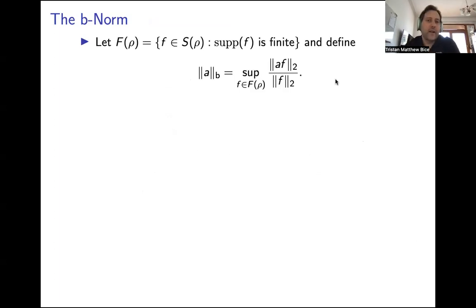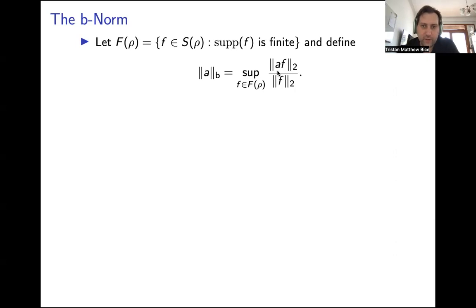Okay, so next we want to define another norm, which will really be the key norm we need to define a C-star algebra. But the way to define it is to use this 2 norm we've just defined. First, again, to make life simpler, let's introduce some notation. Let's write f of rho to mean all of the finitely supported sections of rho. And to define the B norm, you look at A as if it operates on these finitely supported sections.